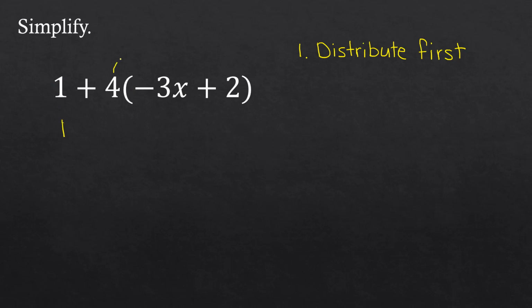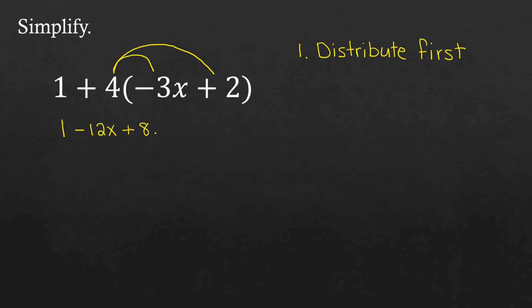Now I'll distribute. So I have 4 times negative 3x. That gives me negative 12x. Again, instead of writing plus a negative 12, I'm going to write minus 12x. Now I distribute my 4 to the second term, 2. Positive 4 times positive 2 is equal to positive 8. Unlike our previous problems, I'm not finished yet.